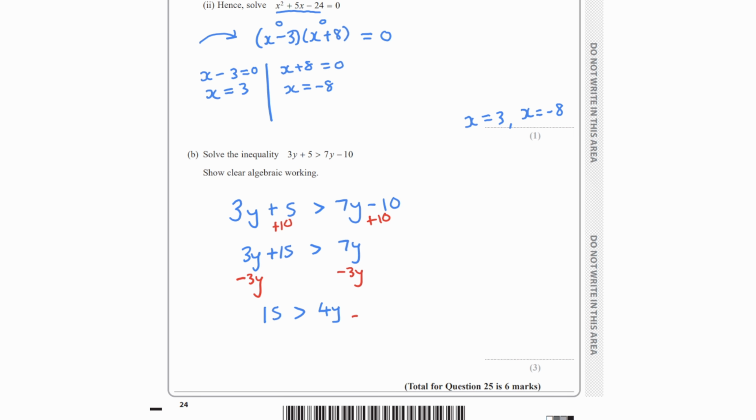The last thing to do is to divide by 4. Gives me 15 over 4 greater than y. So we can read inequalities from left to right. So 15 over 4 is greater than y, but we can also read them right to left. y is less than 15 over 4, and that's going to be the more helpful way to write that. y is less than 15 over 4.